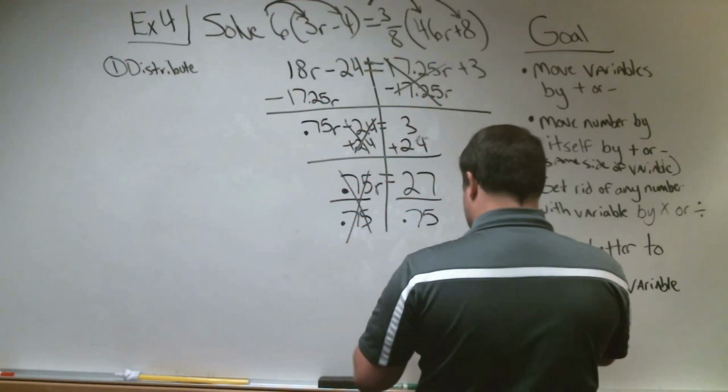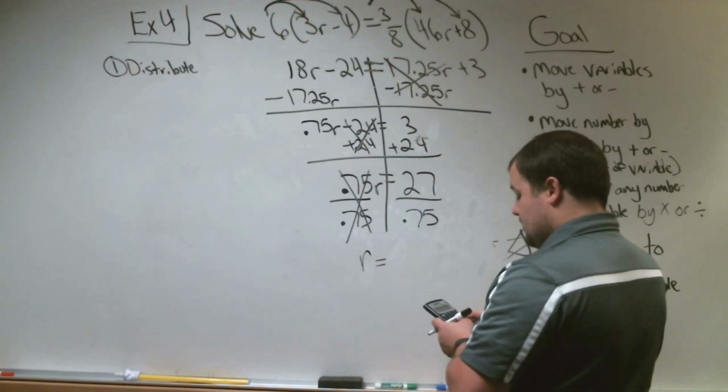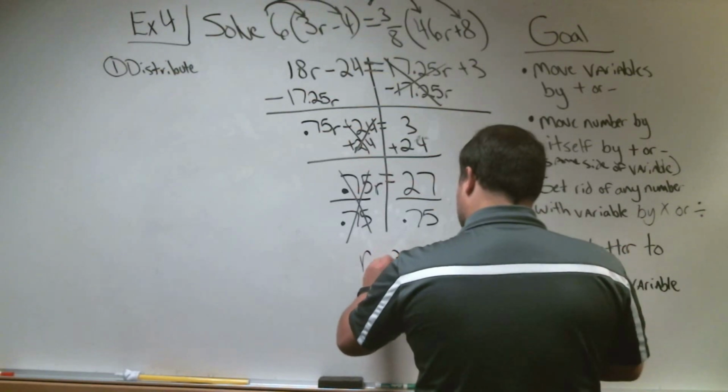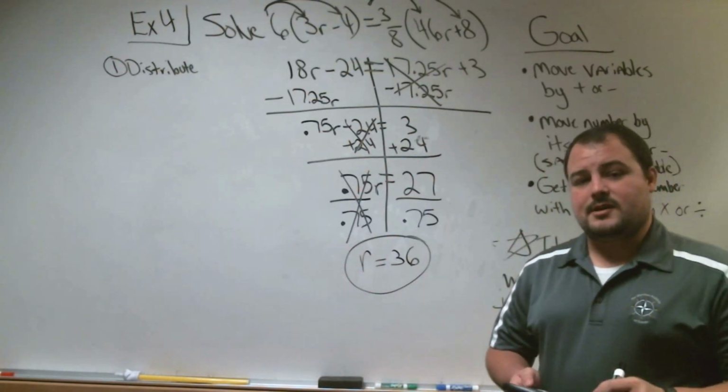This cancels out, and we get r equals, and I'm going to type this in my calculator, 27 divided by 0.75, r equals 36, and that's my final answer for this problem.